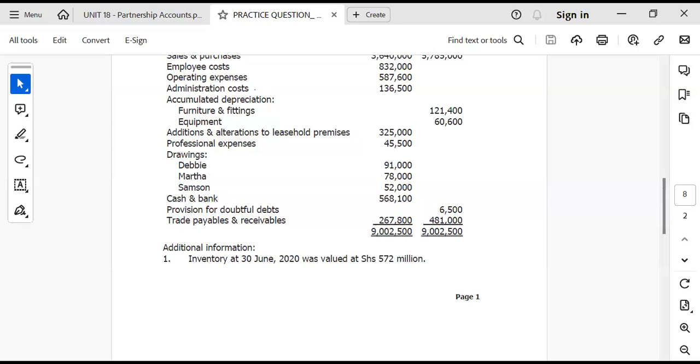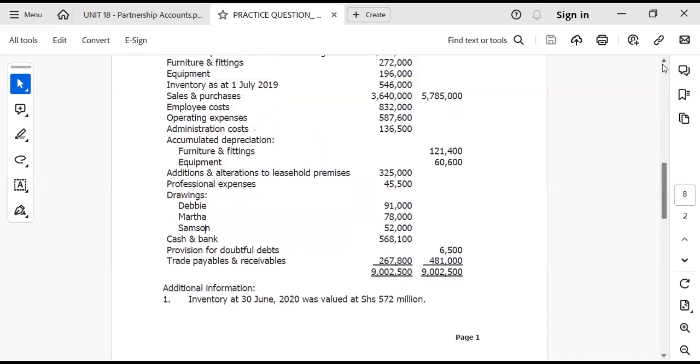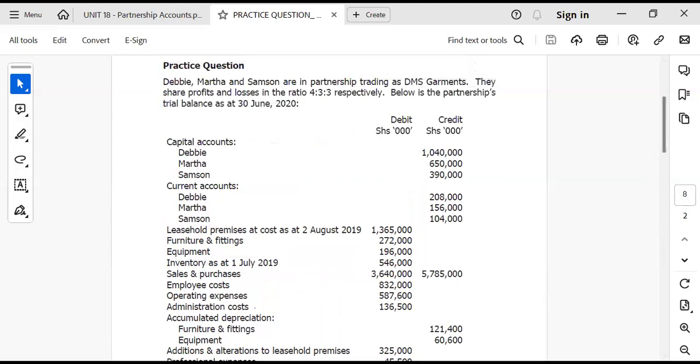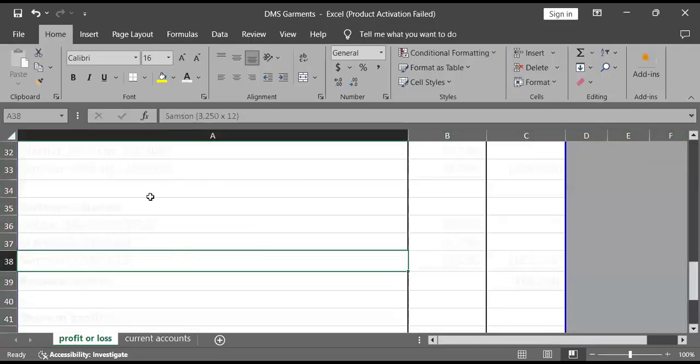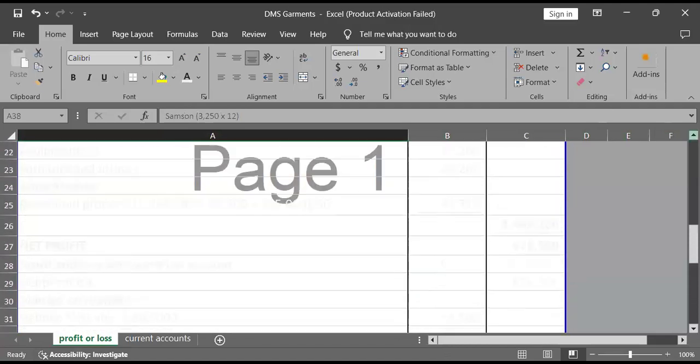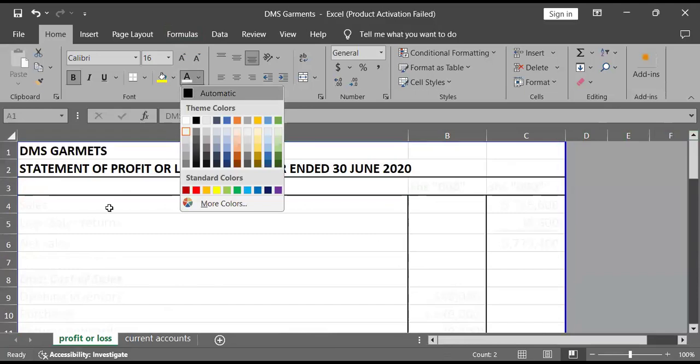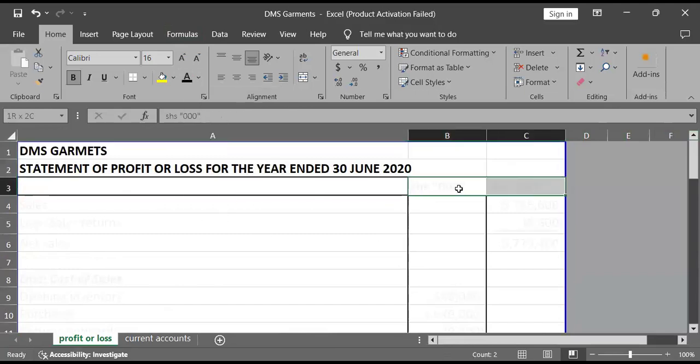Okay, let me know once you see my Excel. So let us attempt our question. We are going to determine our profit first or our loss. We shall create our titles as usual, our levels of precision.